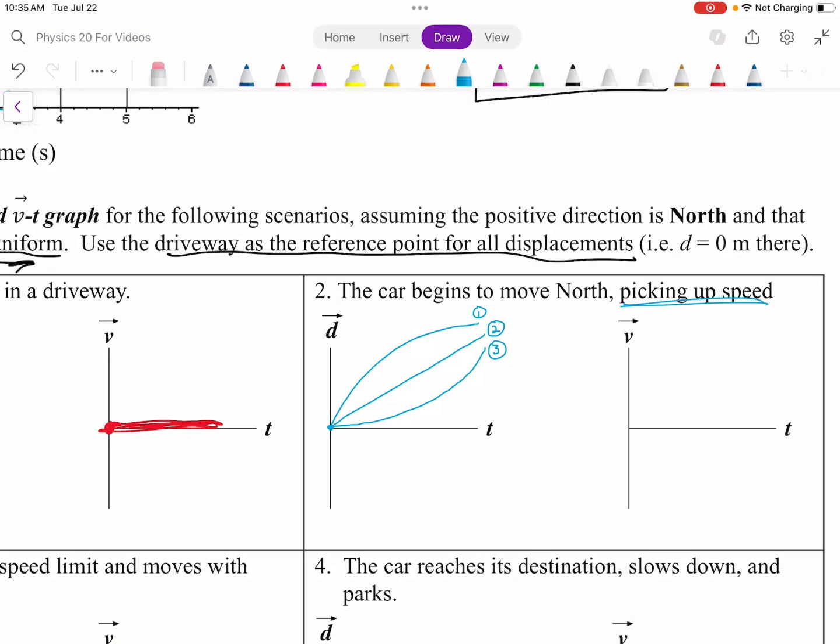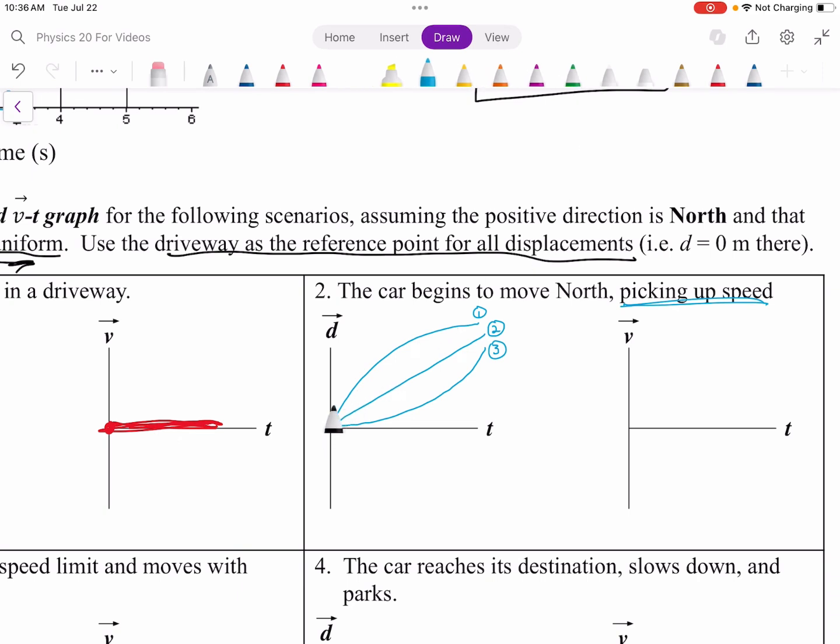And if you need a little help, I'll also ask you to think about what we said about displacement time graphs and slope and how that relates to the velocity. We know it's getting faster. What should that look like in terms of the slope of our graph as time goes on? Okay, so pause the video, think about that, come up with your answer.